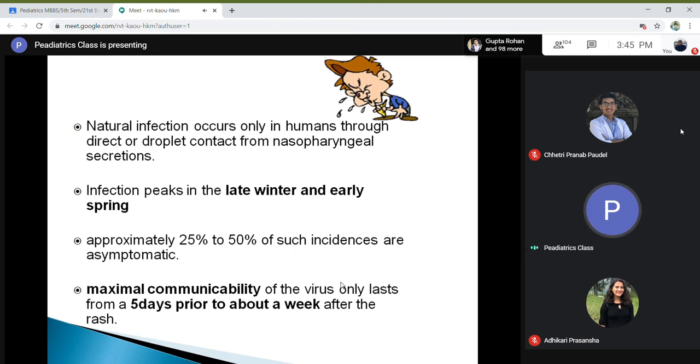This virus also has 20 to 25% asymptomatic cases. The patient doesn't come with any clinical manifestation.